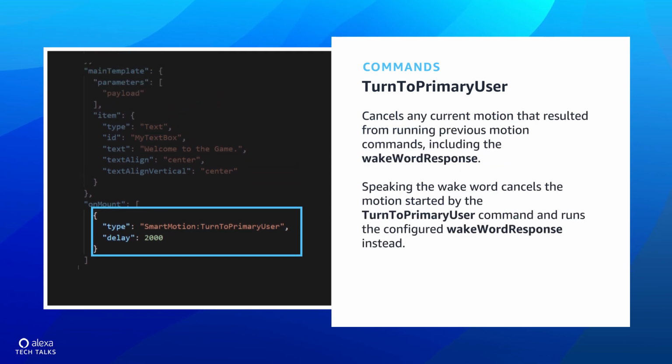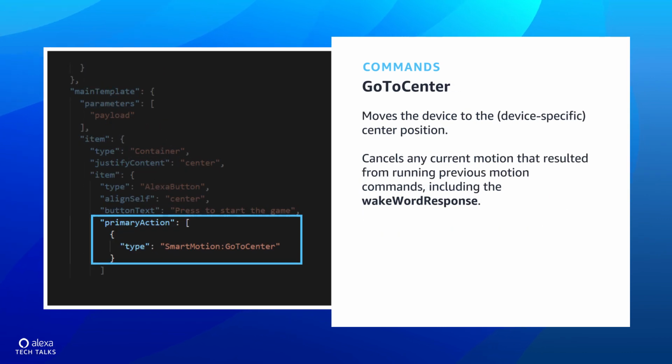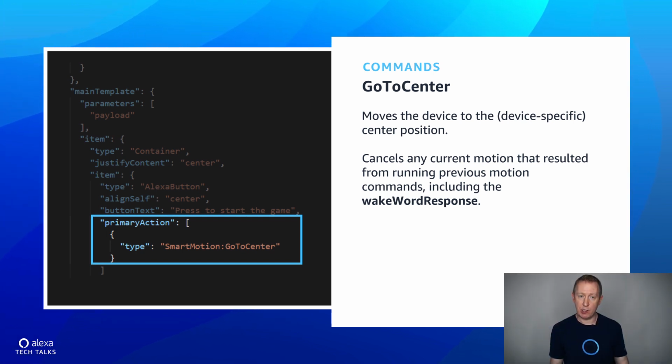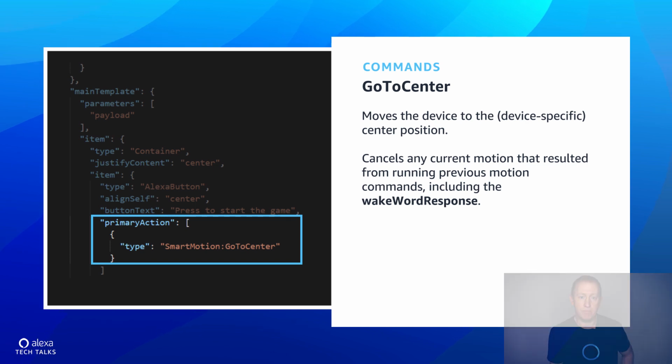And this will again cancel any current motion, and speaking the wake word will override and interrupt this behavior as well. Go to center is exactly as it describes. The device is going to have a calibration range. When you set up your device, it's going to attempt to evaluate its surroundings and know how far it can go in either direction, but it's going to have a notion of where it thinks center is. And so it will move to that center position with this command. And again, we'll cancel any current motion that was running previously.